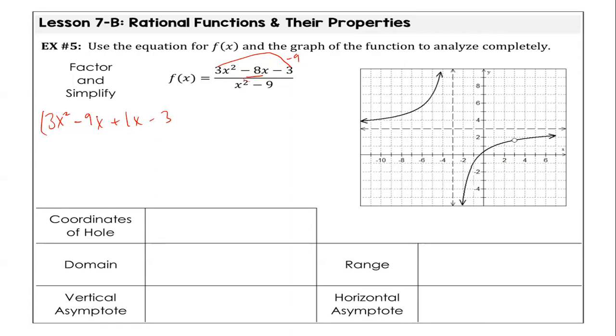So I factor by grouping, boom, boom, boom. The GCF here is 3x, and I'm left with x minus 3. The GCF here is just 1, and I'm left with x minus 3. My common binomial now is x minus 3. When I take the common binomial out, I'm left with 3x plus 1. That is the factor of my numerator.